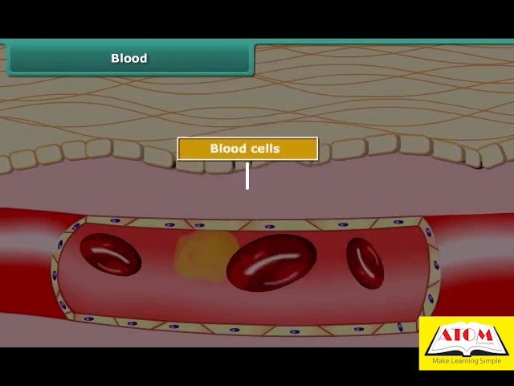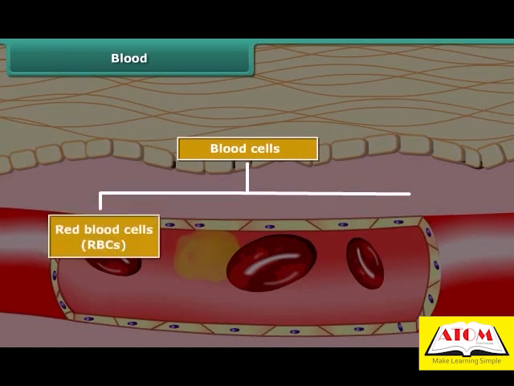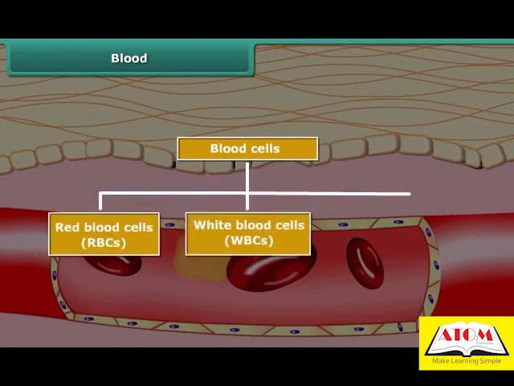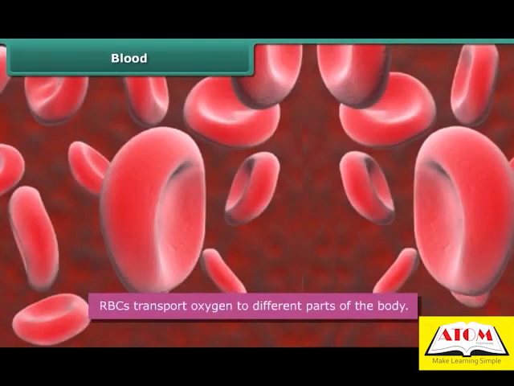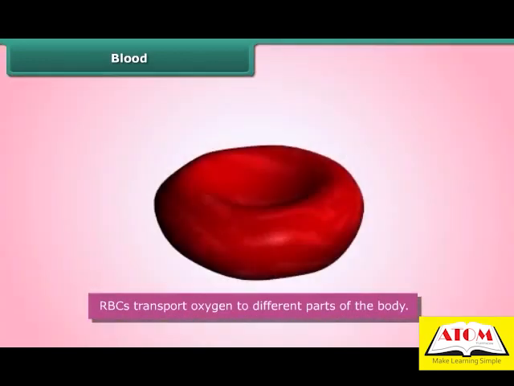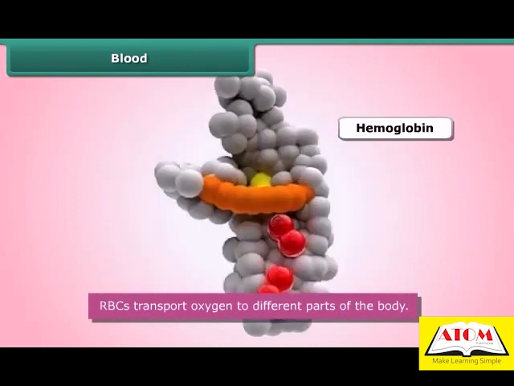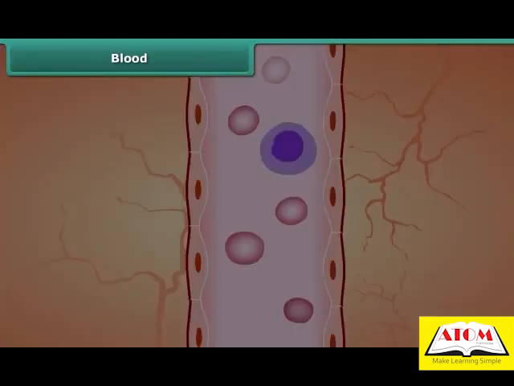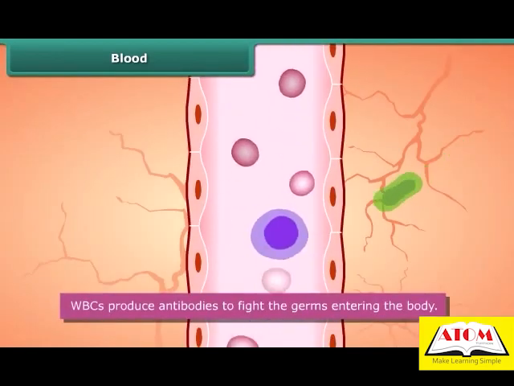There are three types of blood cells: red blood cells, RBCs, white blood cells, WBCs, and platelets. RBCs are also known as erythrocytes. They are disc-shaped. They contain a protein called hemoglobin, which is rich in iron and gives the blood its red color. Hemoglobin transports oxygen to different parts of the body.